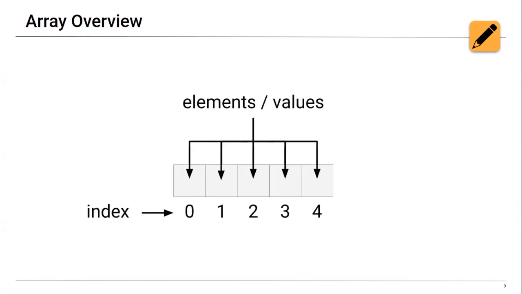Here's an array. There are 5 elements in this array. Because we are computer science people, we start with 0. There's a reason for that. A 5-element array has elements 0 through 4.